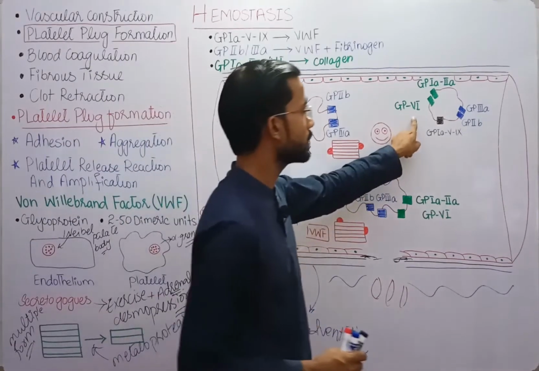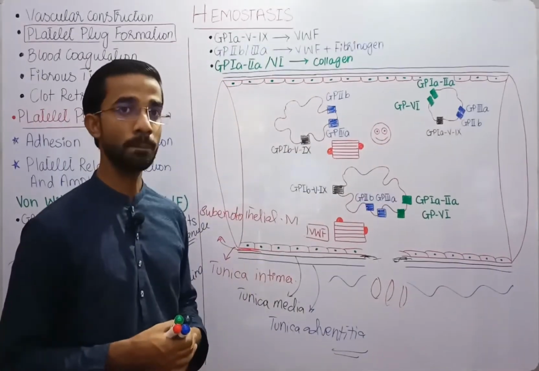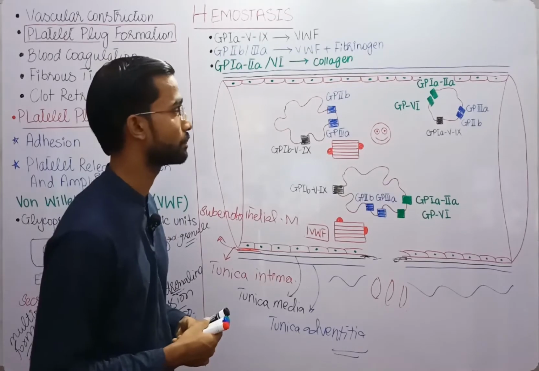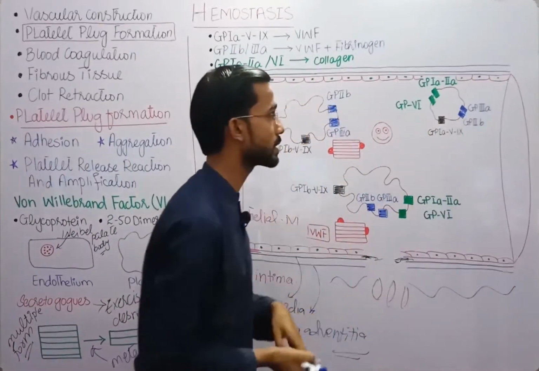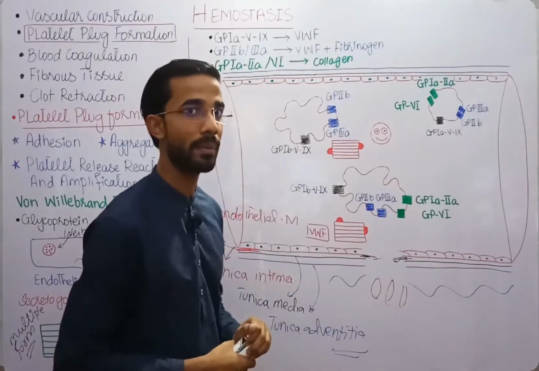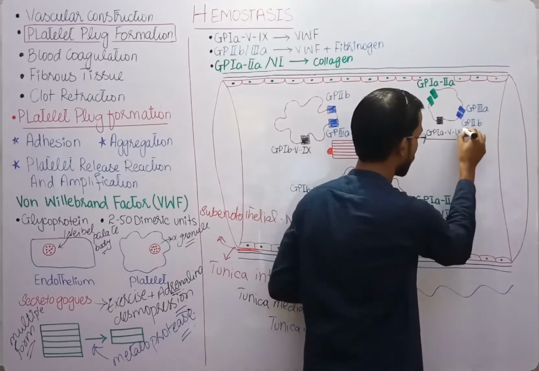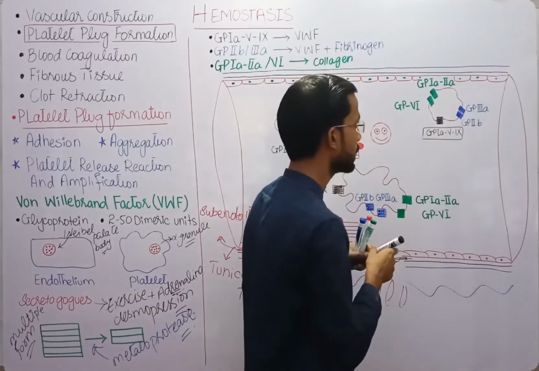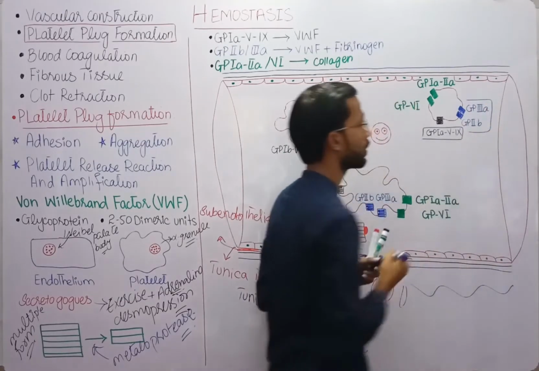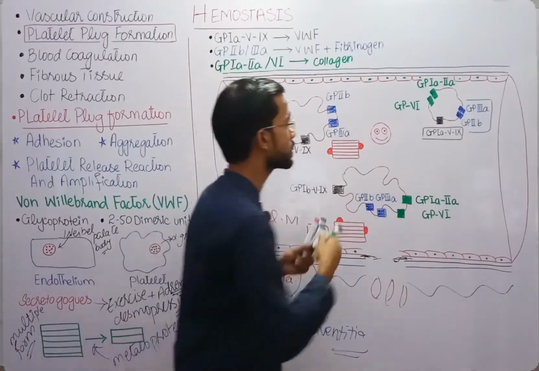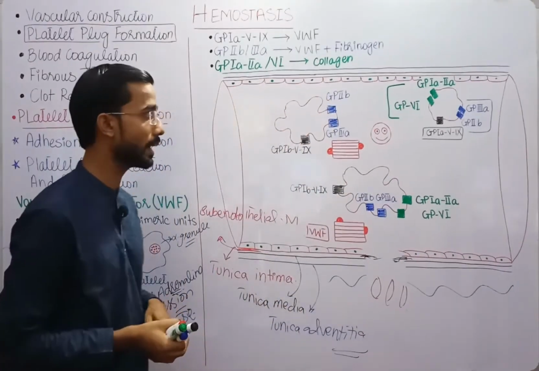See, this is a normal platelet which is flowing in the blood stream. As you know, there are some glycoproteins present on its cell membrane or plasma membrane. This is a glycoprotein complex. This is another which is shown by the blue color, another complex, and this is the third complex which is shown by the green color, right?